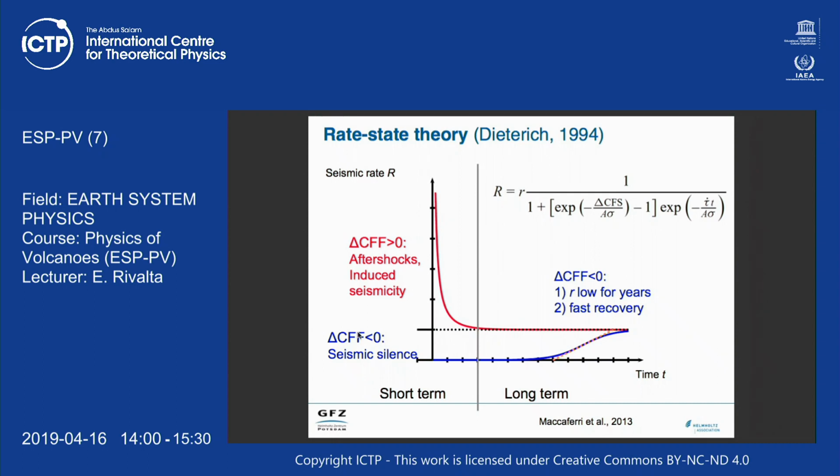This is a normal stress, A sigma. Sigma is normal stress, A is like a parameter for the actual fault you have. You need to estimate it from your model. And then here you have time, and here you have stressing rate, which is the background stressing rate.